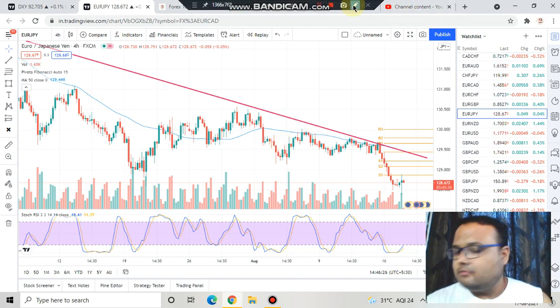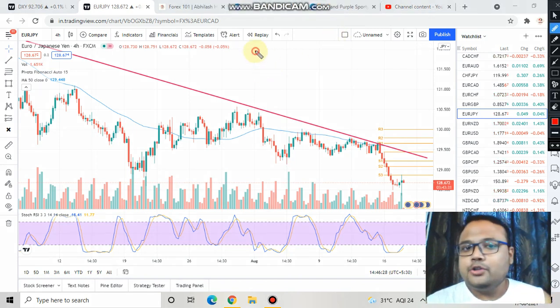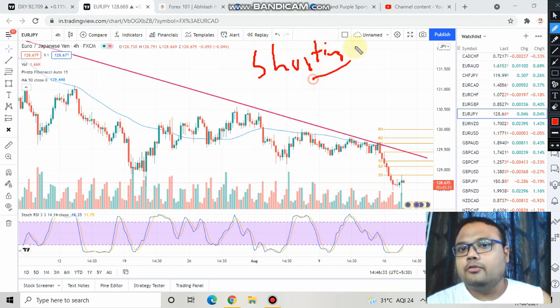So right now we have the answer. What we need to do here, we should mainly look for shorting. We should mainly short the market or look for shorting opportunities.